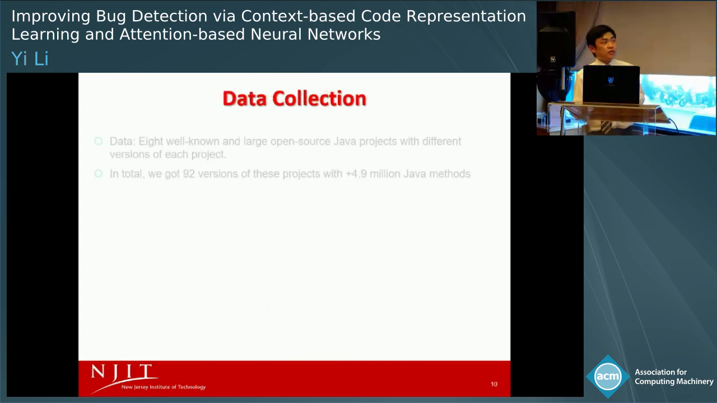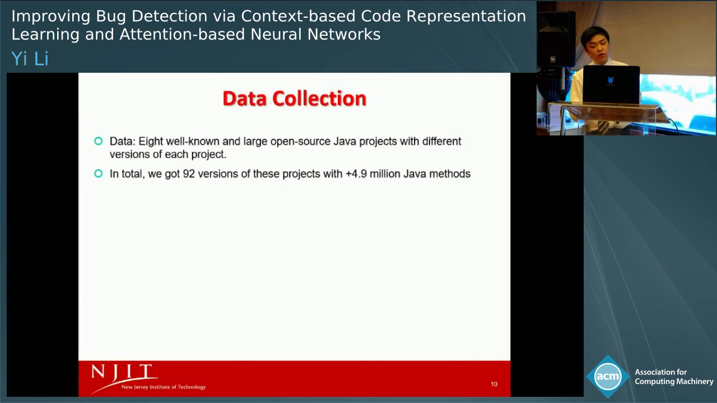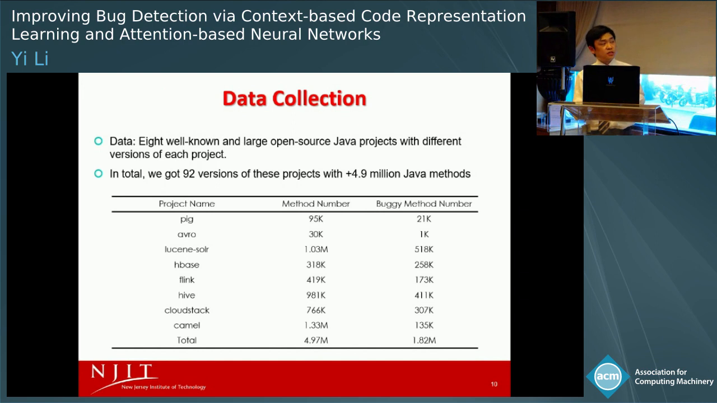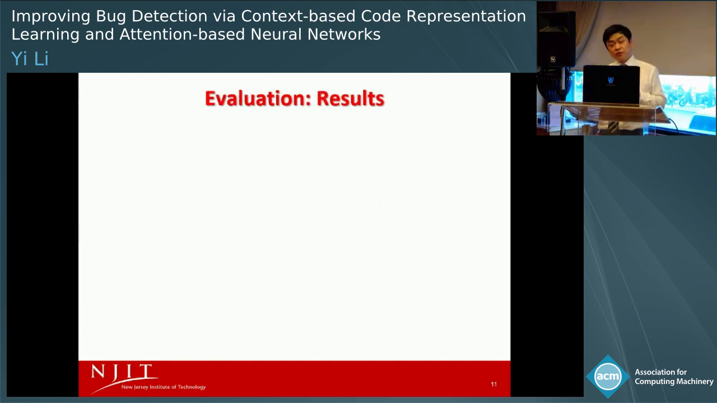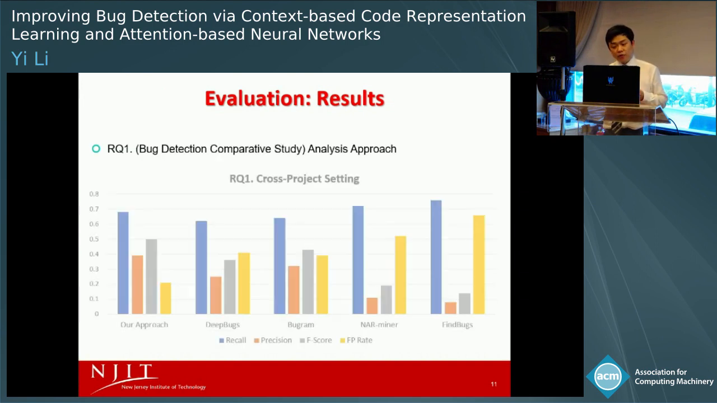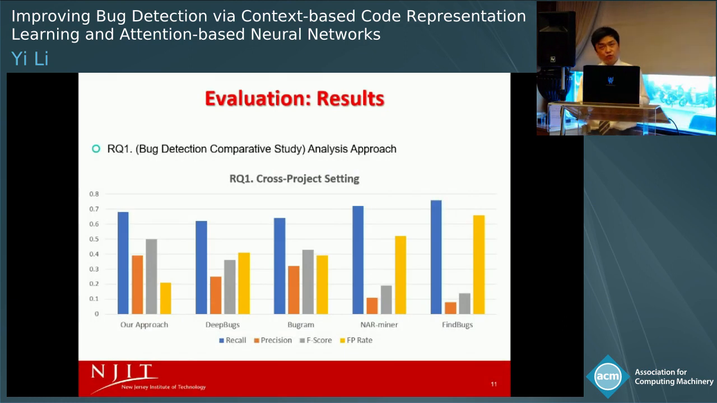To do the experiment, we collected data from 8 well-known large open source Java projects with 92 versions in total and over 4.9 million Java methods. The data is listed in the table, you can have a look. With this data, we come up with results for all these research questions. For the first research question, we first get a result for the cross-project setting. Cross-project means we only use one project to do the test, and we use all the other 7 projects to do the training.